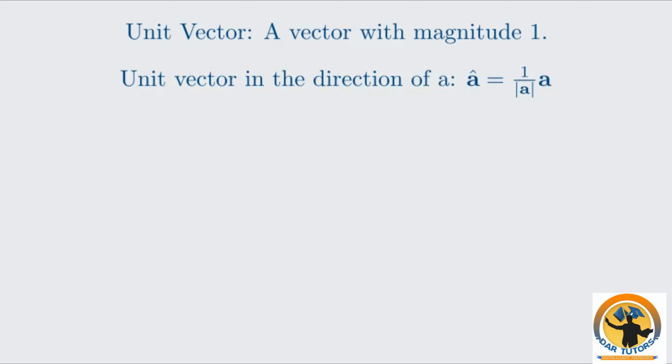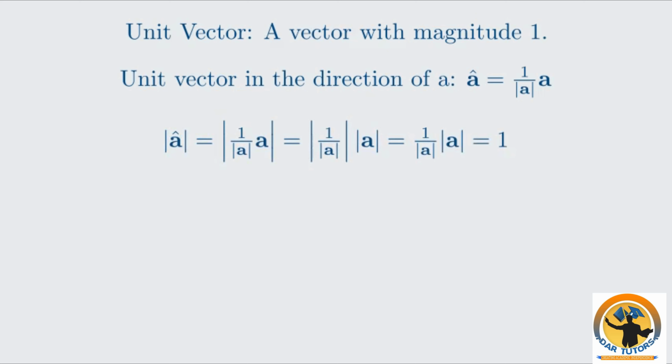The formula is a hat equals 1 over the magnitude of A times the vector A. Let's verify that this vector has a magnitude of 1. The magnitude of a hat is the magnitude of 1 over the magnitude of A times A. Using our property for scalar multiples, this is the absolute value of 1 over the magnitude of A times the magnitude of A. Since it's positive, this simplifies to 1 over the magnitude of A times the magnitude of A, which equals 1. So it works.